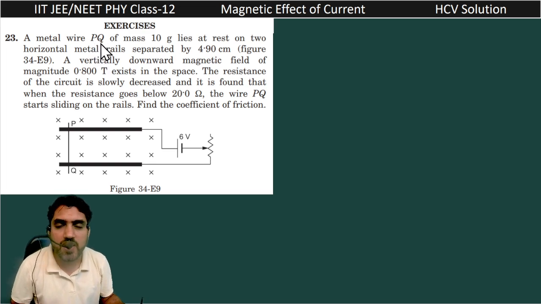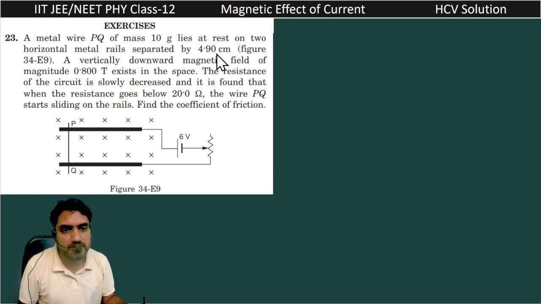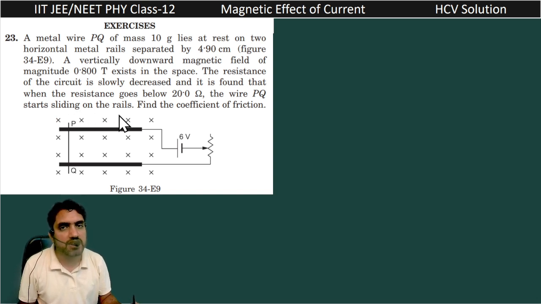A metal wire PQ of mass 10 gram lies at rest on two horizontal metal rails separated by 4.9 centimeter. A vertical downward magnetic field of magnitude 0.8 Tesla exists in the space. The resistance of the circuit is slowly decreased, and it is found that when the resistance goes below 20 ohm, the wire PQ starts sliding on the rails. Find the coefficient of friction.